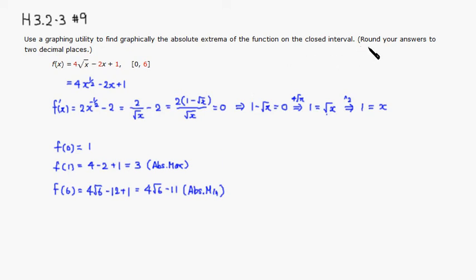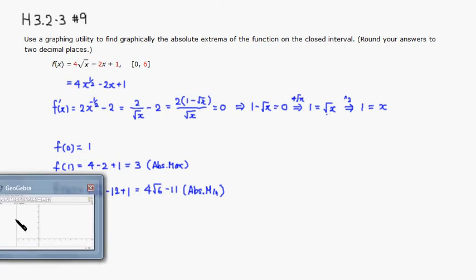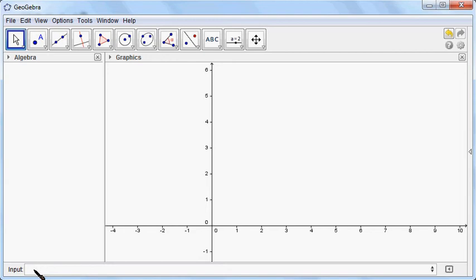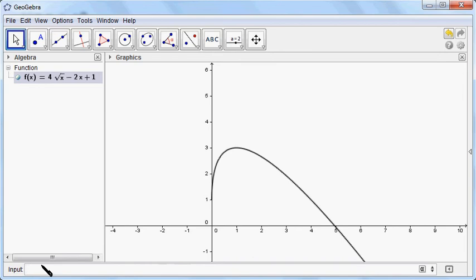Since they want you to round the answer to 2 decimal places, we're going to have to do that. But let's see, I'm going to just use GeoGebra to look at the picture as well. So we're going to type in f, colon then equal sign, so this will define a function, then you have 4 times square root of x minus 2x plus 1. Hit enter, and that'll give you a picture.